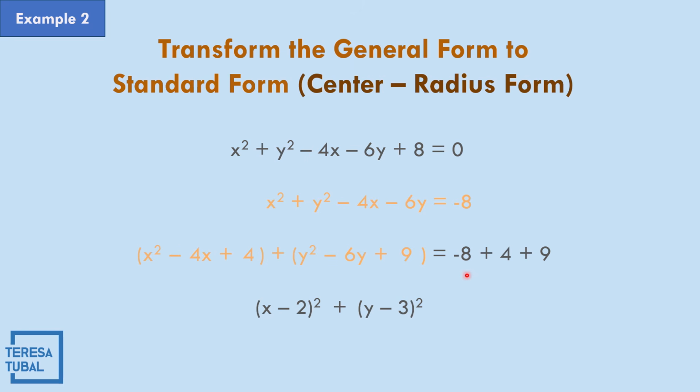Equals negative 8 plus 4 is negative 4, plus 9. The answer is equal to 5. So the final answer is the quantity x minus 2 squared plus the quantity y minus 3 squared is equal to 5.